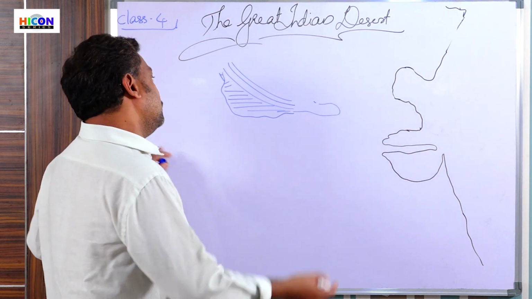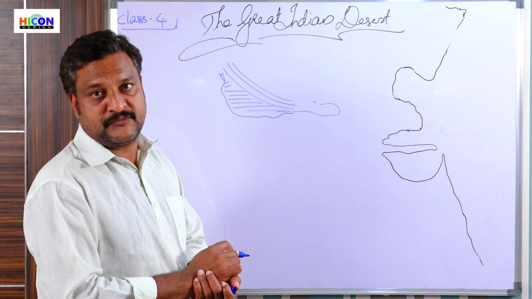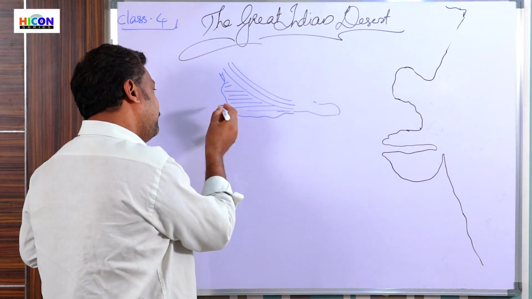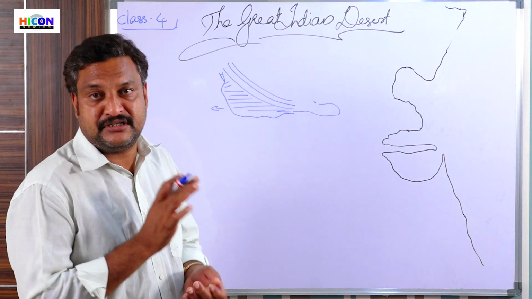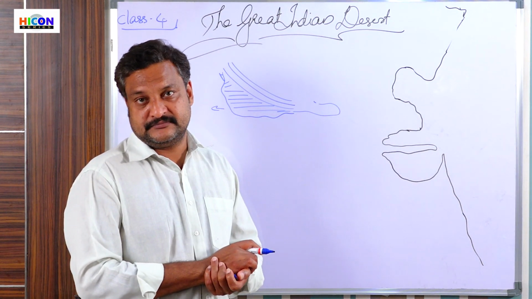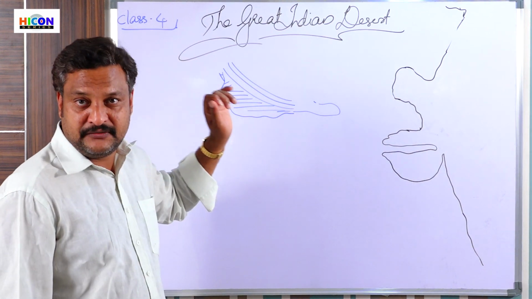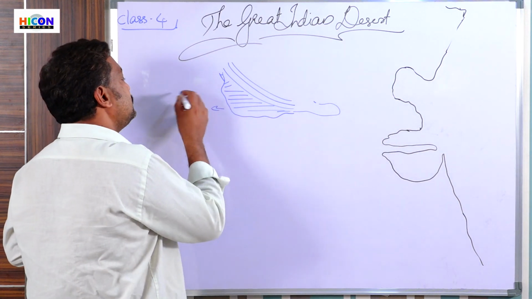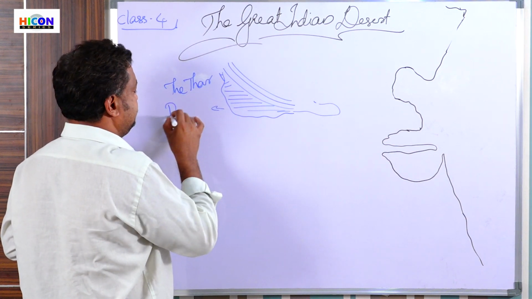Right now, to the west of this particular northern plains. So this is the northern plains. To the west of this, we have the Great Indian Desert, the driest land area in India. So to the west of the northern plains, we have the Great Indian Desert. It is also known as the Thar Desert.